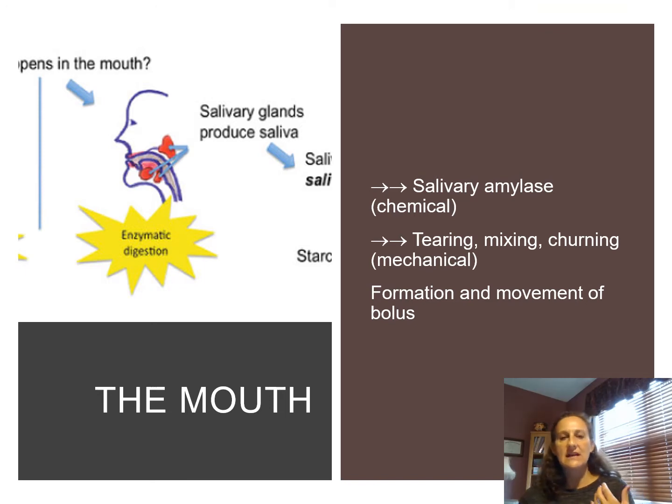So mechanical digestion is your teeth, your patient's teeth, the mixing, the churning of the food in the stomach. The tongue also gets involved, and it leads the pulverized food into the esophagus. So it moves that food into the esophagus. So all of this work creates what's called a bolus in about 5 to 7 seconds, and it reaches the esophagus.